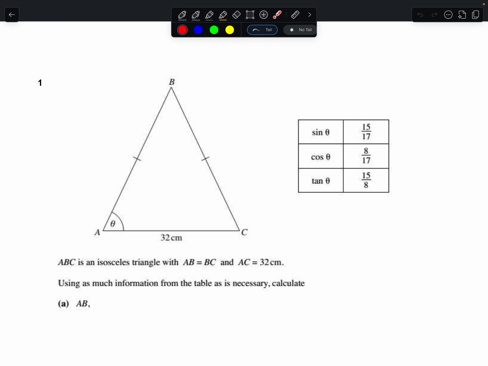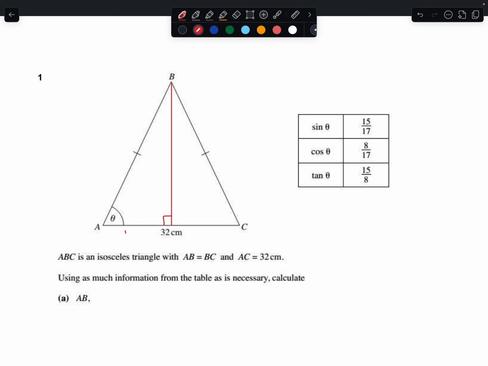Now, if you look at it in this case, it's an isosceles triangle, so currently not a right angle triangle. So the first thing I would do is draw this line from B all the way down to AC such that we have a 90-degree angle. Since this is an isosceles triangle, because of these two lengths given as equal to each other, I can now say that this is 16 and this is also 16. Okay? So the 32 gets divided in two equal parts.